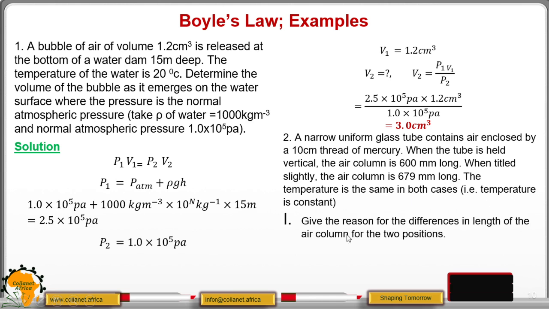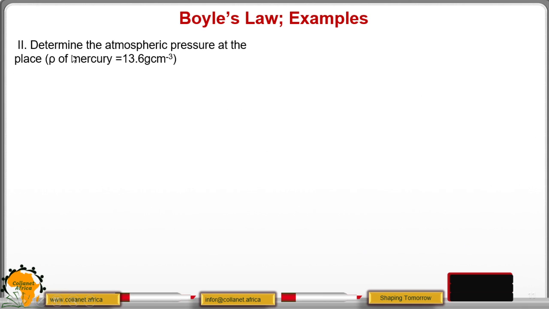So part one, give the reason for the differences in length of the air column for the two positions. Remember, now we are saying one, it is vertical, the other one, it is lying or horizontal. Now, when it is vertical, the mercury exerts pressure on the air. And when we have that increased pressure, there is a reduction in the volume as per Boyle's Law. Then part two of the same question, you are supposed to determine the atmospheric pressure at that place. We are also given the density of mercury as 13.6 grams per cubic centimeter.